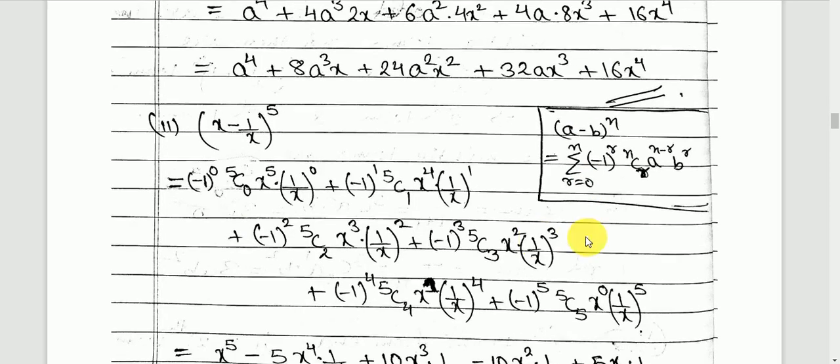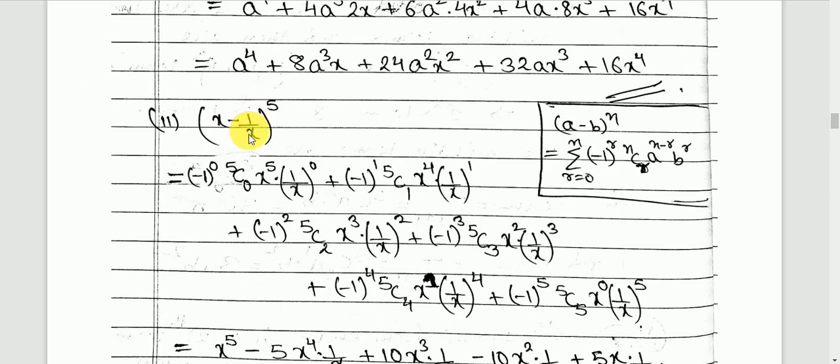Now the second expansion, x minus 1 upon x, to the power 5. Here you can see a minus sign is there, so you have to start like this: minus 1 to the power 0 into 5c0 into x to the power 5 minus 0, that is 5, into the second term 1 upon x to the power 0, plus again minus 1 to the power 1 into 5c1 x to the power 4 into 1 upon x to the power 1.